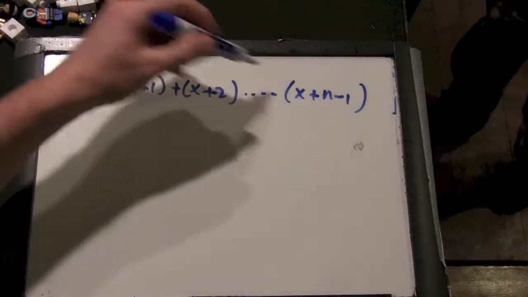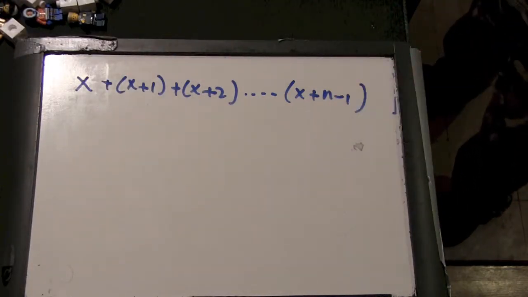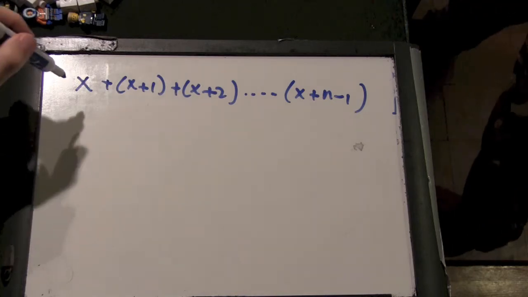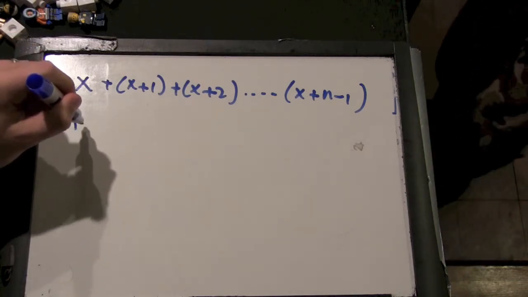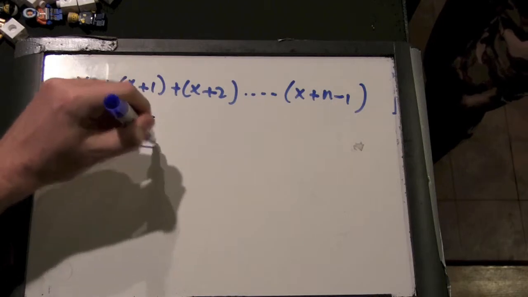Okay, how many x's do I have? Well, you have n minus 1. Well, actually, you have n x's. Okay, so I have n people. Each of them has an x. So that's n times x. Yeah. Plus 1 plus 2.